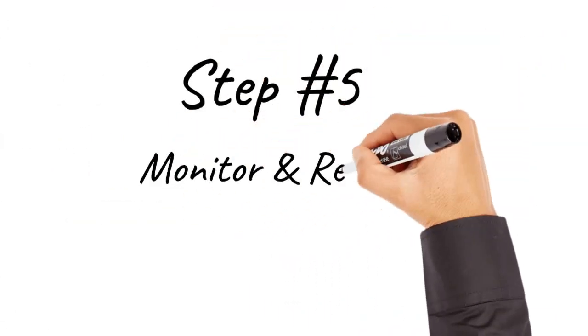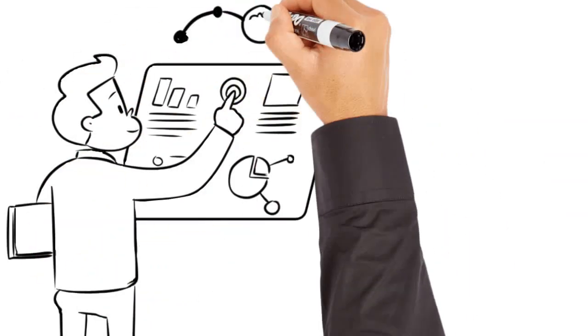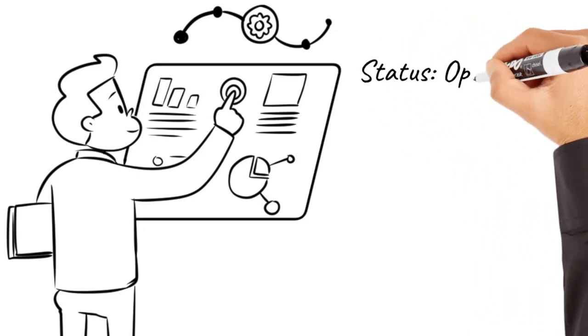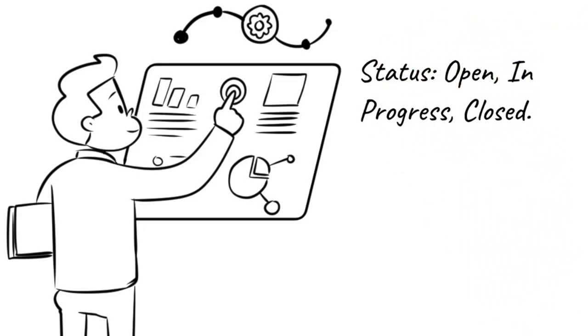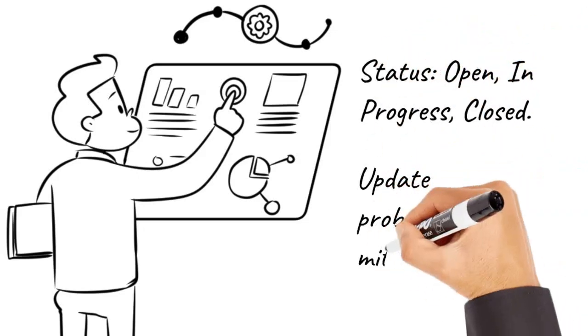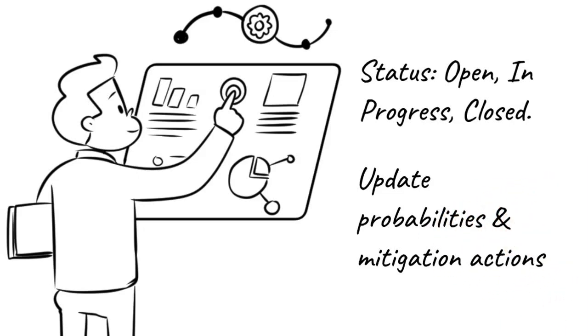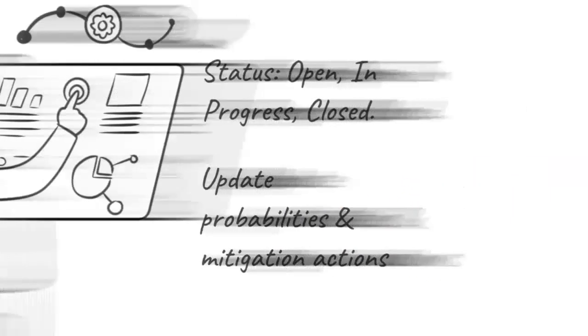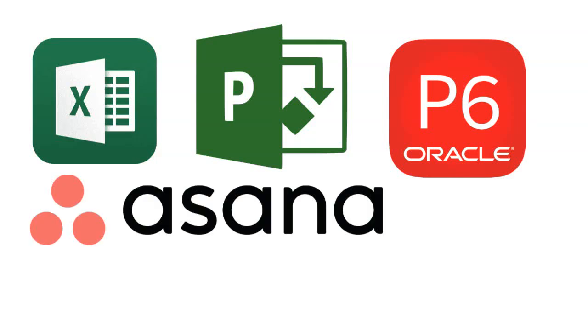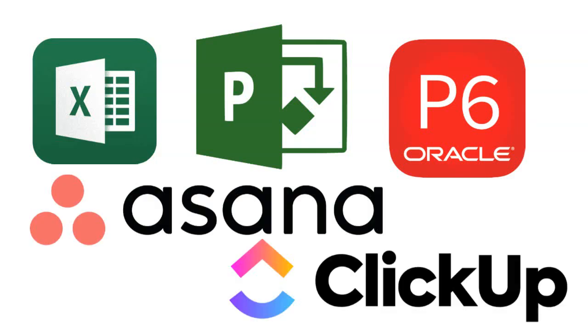The final step is to monitor and review your risks regularly. Track the status: open, in progress, closed. Update probabilities and mitigation actions as your project evolves. You can manage this using Excel, Google Sheets, or project management software like MS Project, Jira, or Primavera Risk.